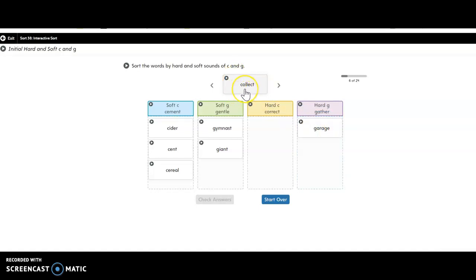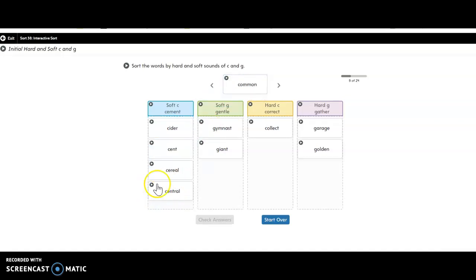Next, collect. I'm hearing a hard C. K, k. Collect. Next, golden. G, g. Golden. Hard G. Central. It's in the middle. Central Park is in the middle of New York. I'm not sure if that's literally true, but that's the idea. That's why it's called Central Park. Common. K, k. Camel. Hard C. Gossip. G, g. Hard G.